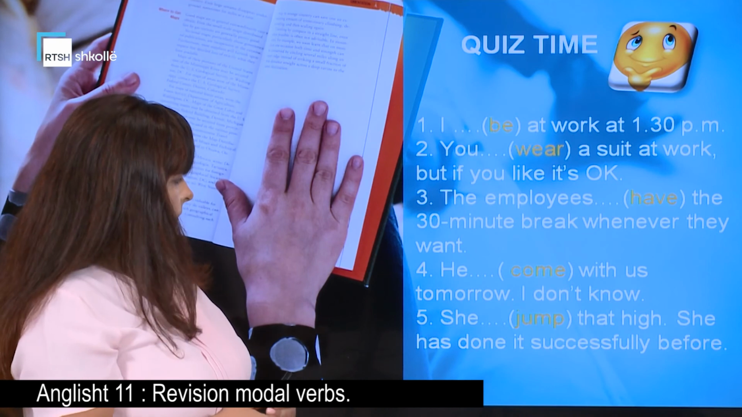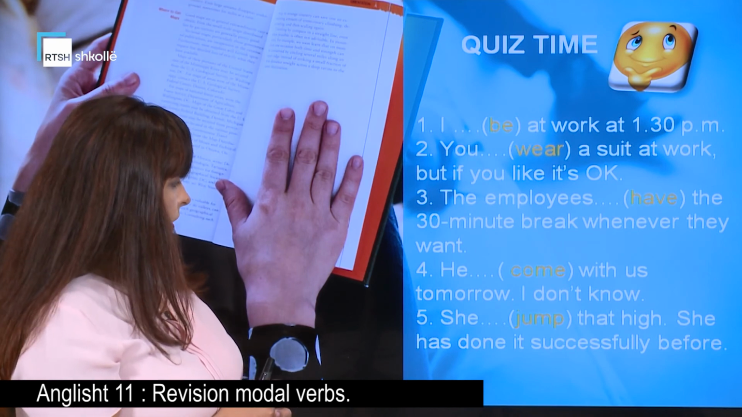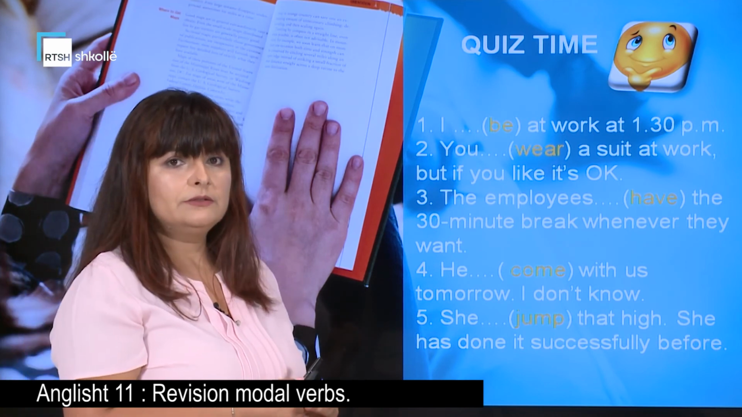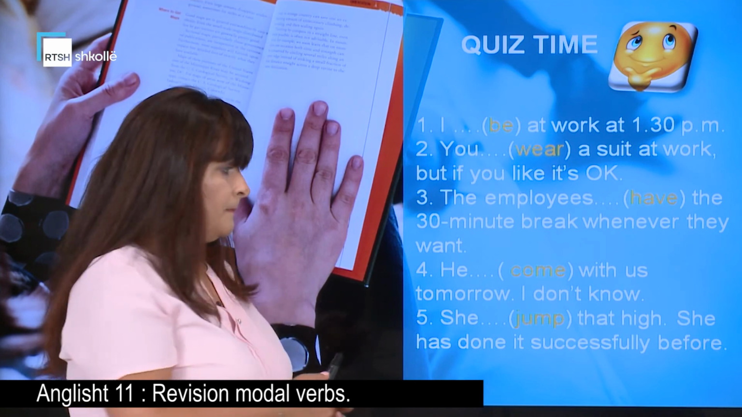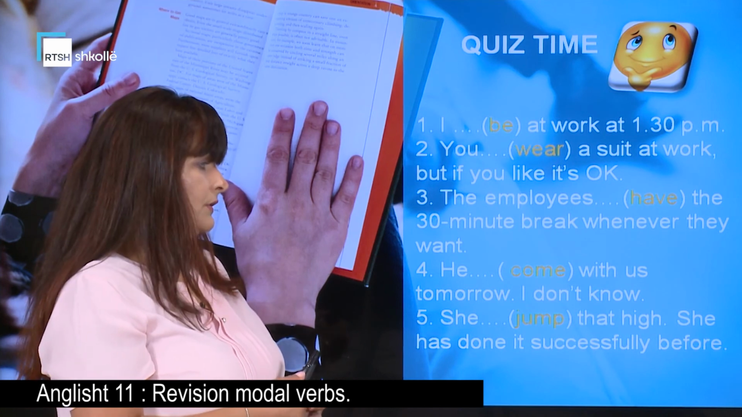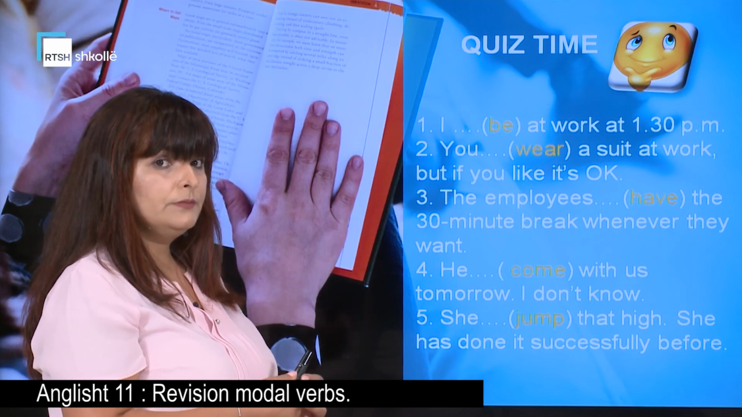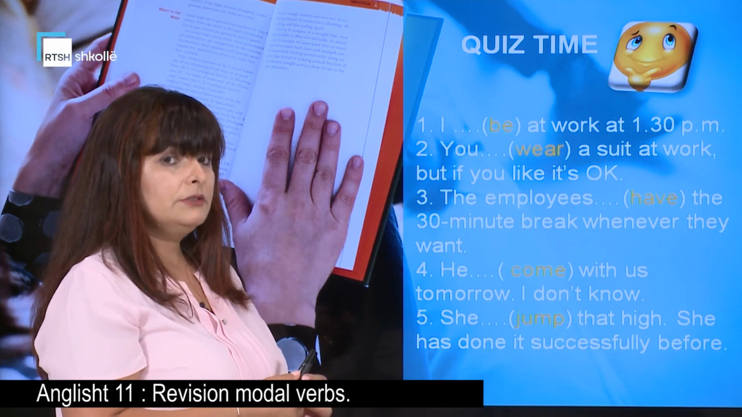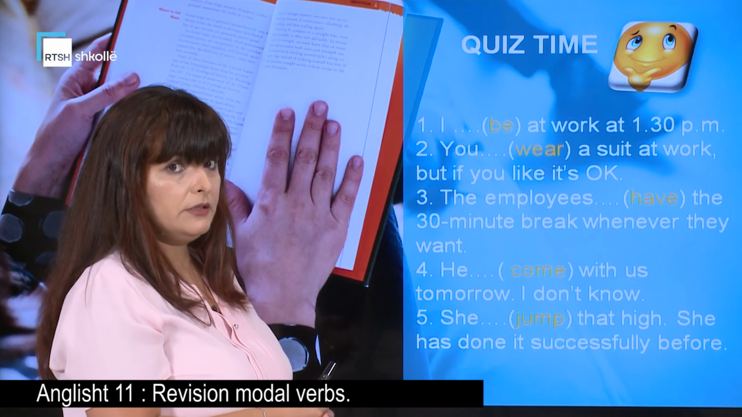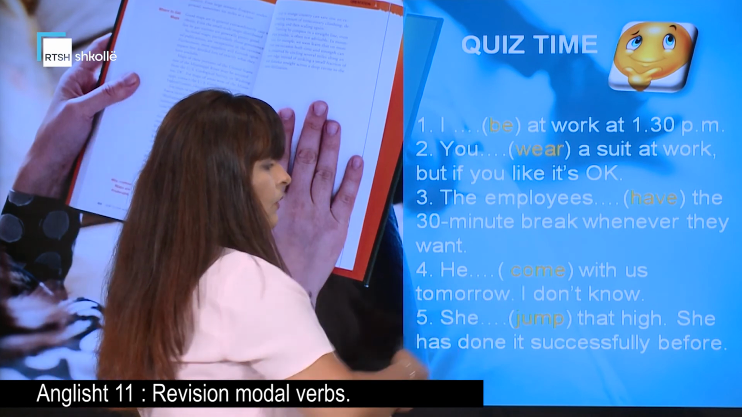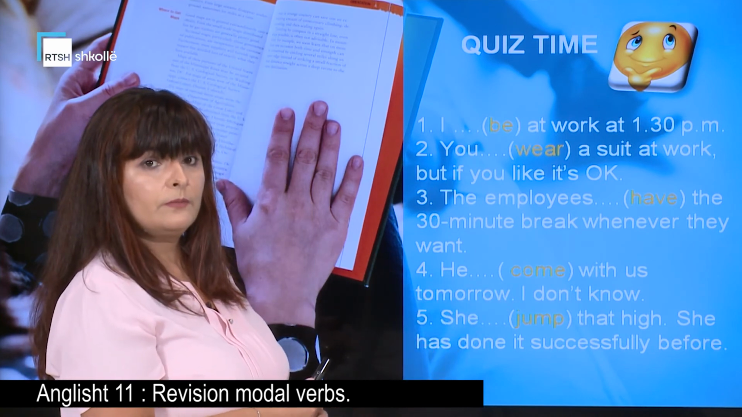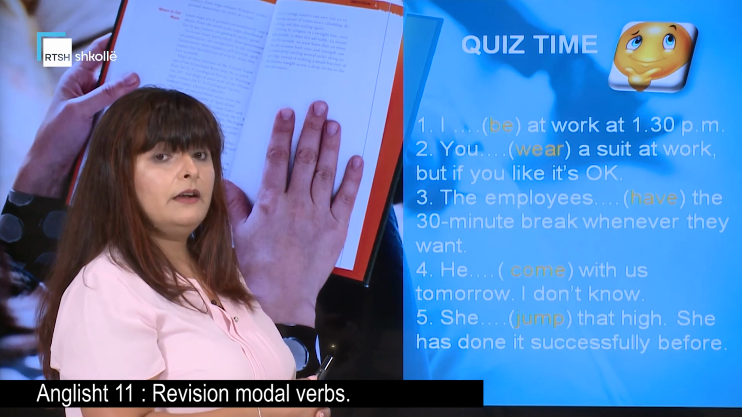The fourth one. He come with us tomorrow. I don't know. I'm not sure. It's possible. So as far as possibility and he is specific, we can use may, might, could. Okay. So the sentence is, he may come with us tomorrow. I don't know. He might come with us tomorrow. He could come with us tomorrow. These three sentences are correct.